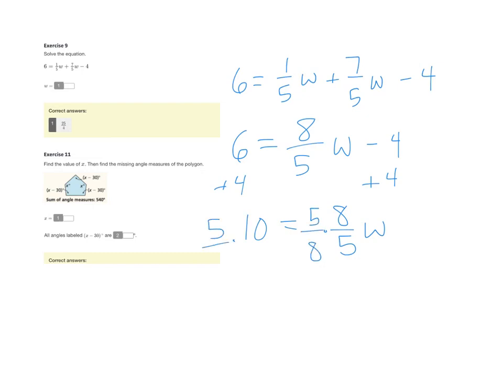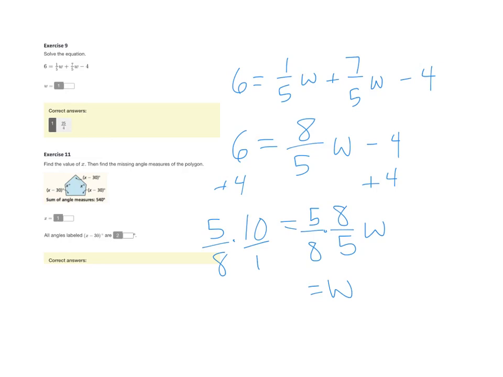Multiply by 5/8. So, on the right-hand side here, 5/8 times 8/5, if you did multiply those, you'd get 40 over 40, which is 1. 1 times W is just W. On this side, I'm going to make that 10 a fraction. If you want to, you could simplify this a little bit.